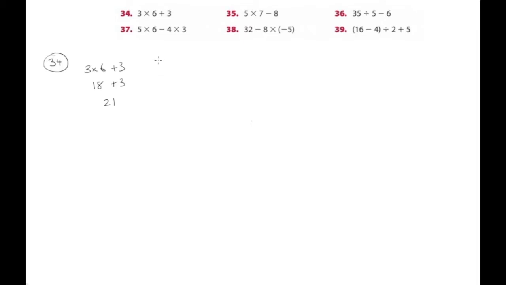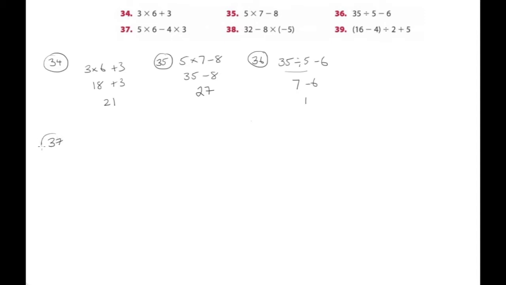Okay, next one, 35. 5 multiplied by 7 minus 8. So here we're multiplying first. 5 by 7 is 35. Minus 8 is 27. 36 is 35 divided by 5 minus 6. So 35 divided by 5, that's the bit we're going to do first. That's 7, minus 6 is 1.